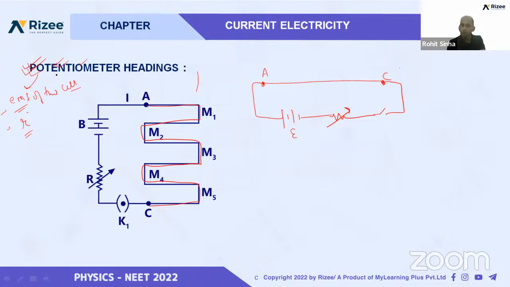Also, a potentiometer can be used to find the value of potential difference, that is voltage. But these two are the most important uses of the potentiometer. Any problem to anyone?